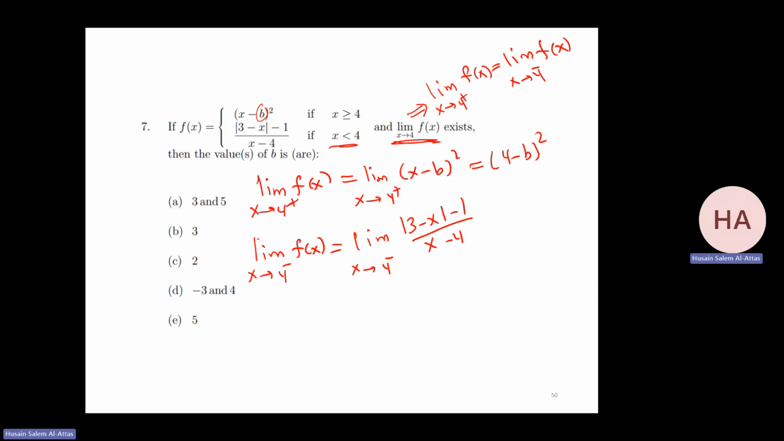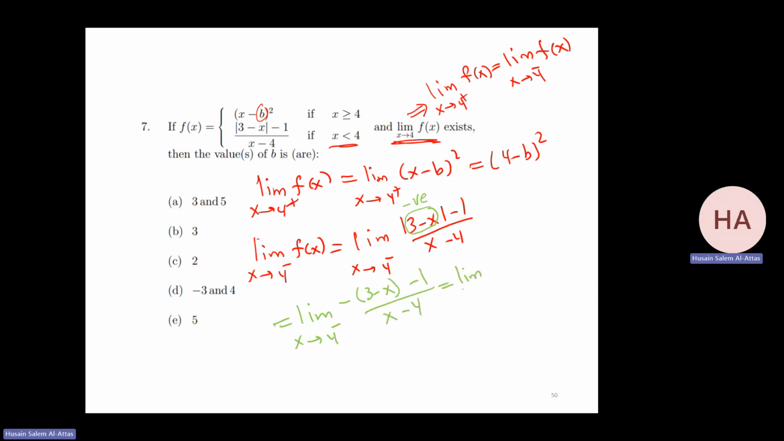Okay. Now, if x goes to 4 from the left, like 3.999, plug it in here. Will it be positive or negative? It will be negative, since 3.999 minus 4 is a negative value. So I take out a minus, multiplied by a minus. So it will be minus (x minus 3) minus 1 over x minus 4.